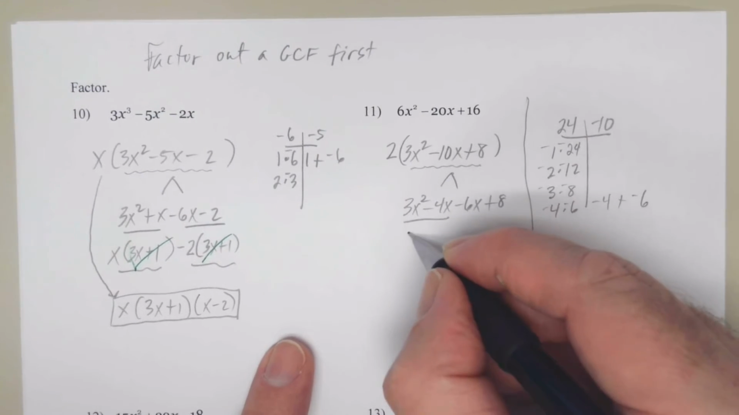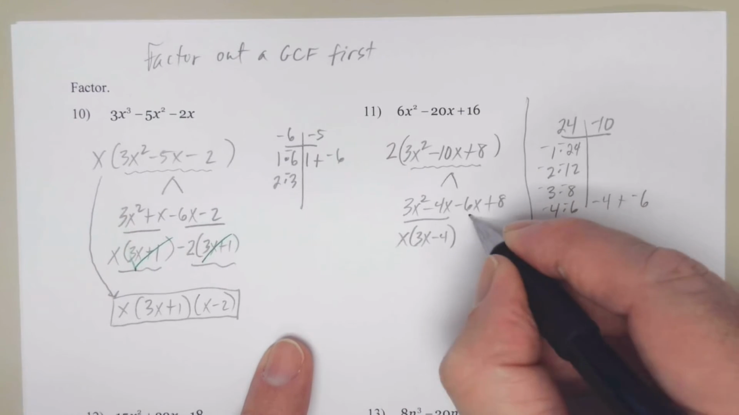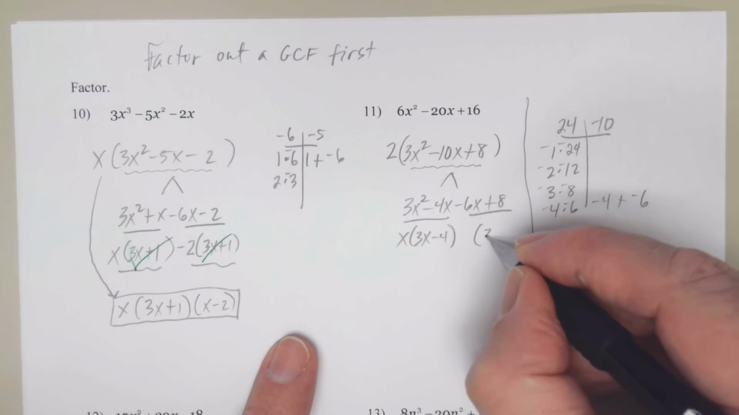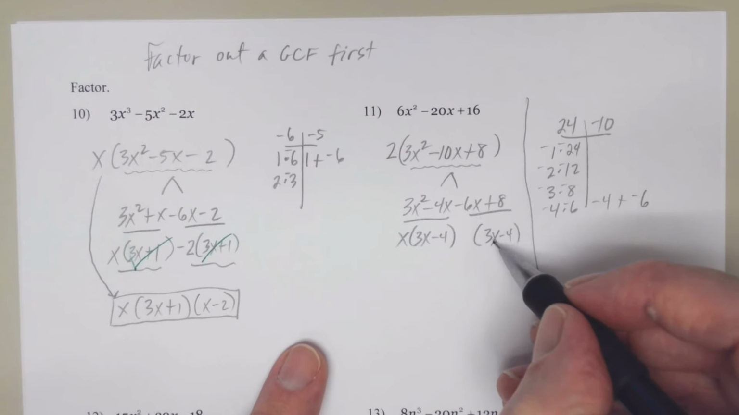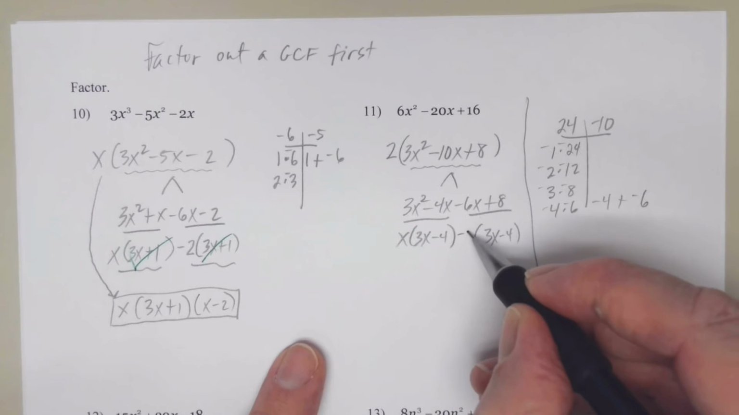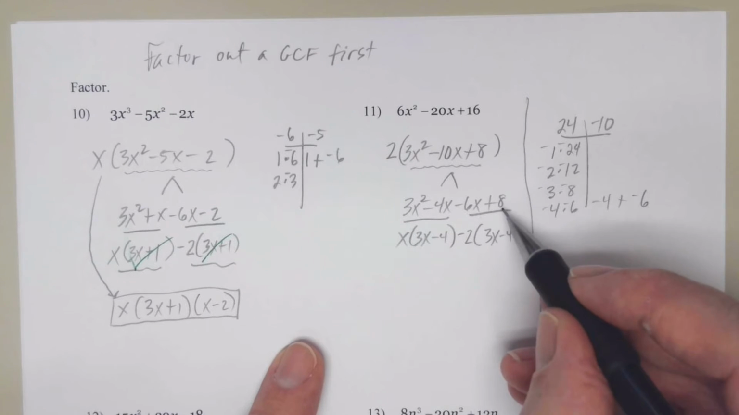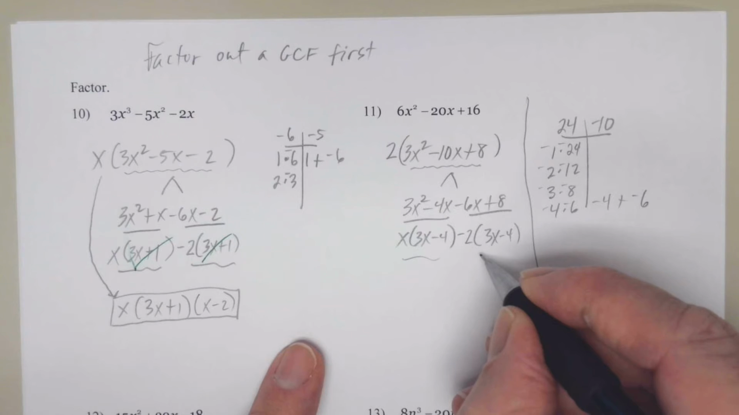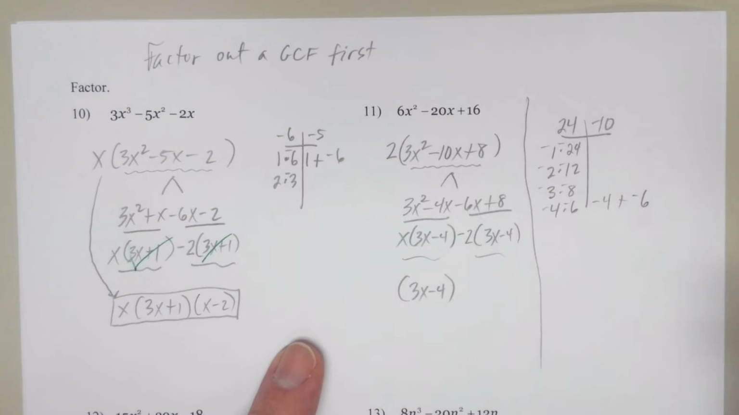And we can factor out an x here. We get x times 3x minus 4. On the second two terms, we're expecting to get a 3x minus 4 when we factor. 3x times a minus 2 would give us the minus 6x. Notice -2 times -4 does give us 8. And so we're good. So we have two terms with a common factor of 3x minus 4.